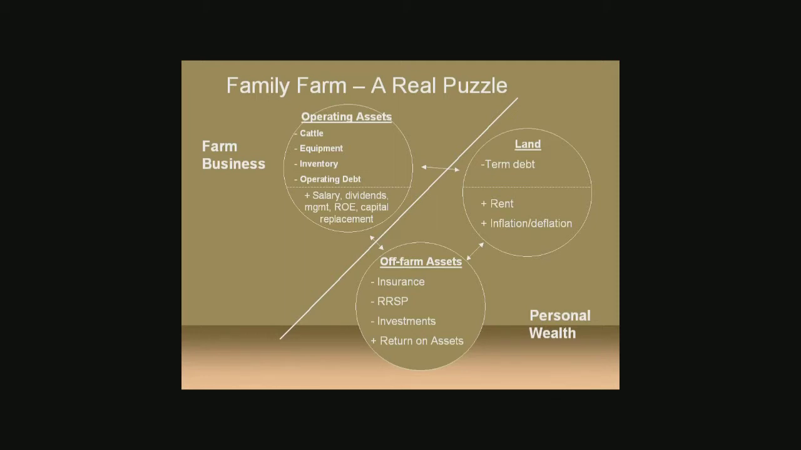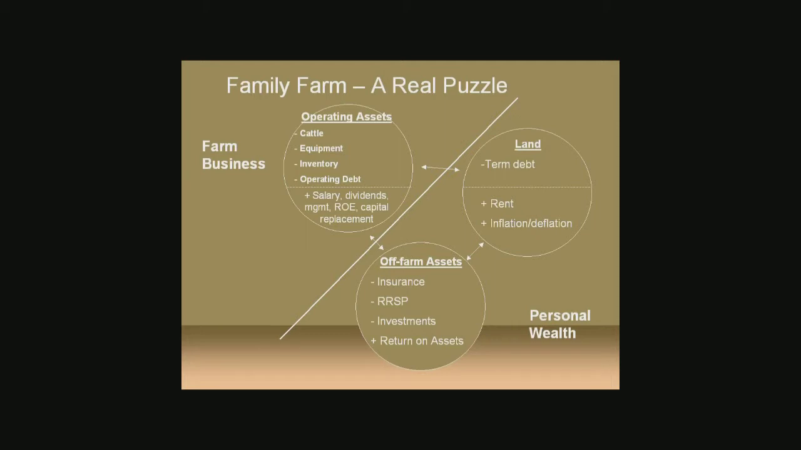On the left-hand side of my screen is your farm business, your operating assets. Of course, that's your cattle, equipment, inventory, operating debt. And out of there, you have to pay salaries, dividends, etc. And on the other side, we have the land and your off-farm investment assets. You'll notice all three circles are connected by arrows, and there's a reason for that. So let's discuss this for a second.